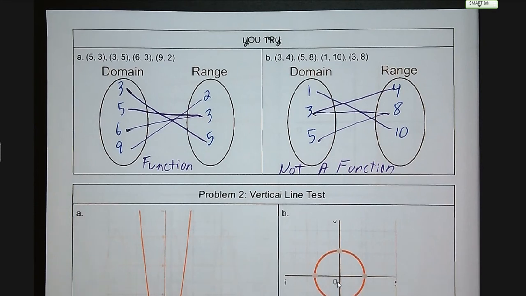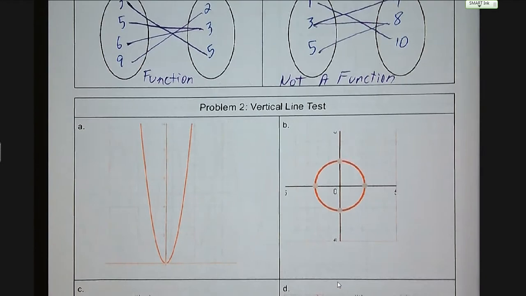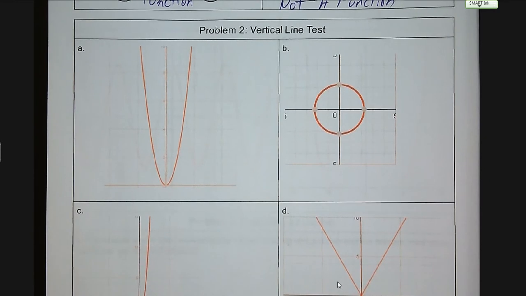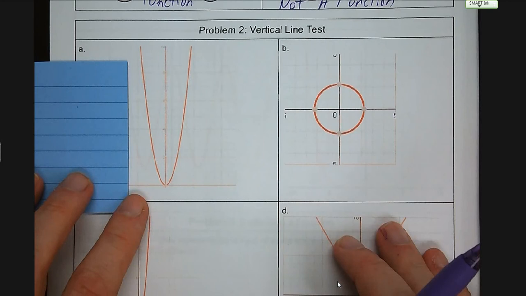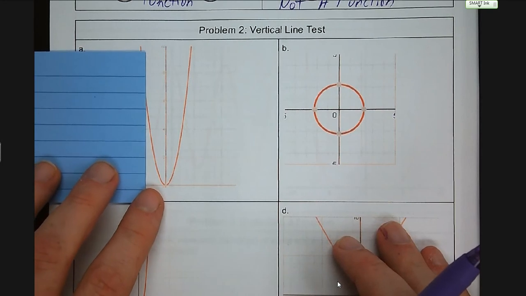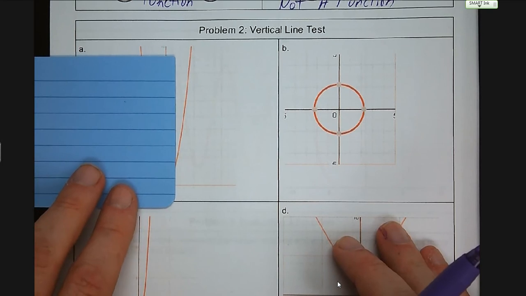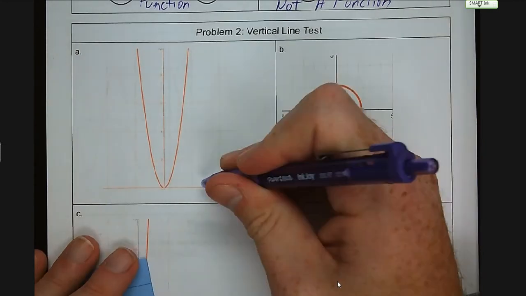So for problem number 2, we're going to address the vertical line test. And if we remember from our definitions, the vertical line test is we put a vertical line on our graph, and if it touches more than one point, it is not a function. So I'm going to use the edge of this pad of Post-it notes as my vertical line. And as you can see, when I push this line across the graph, it is only going to touch one point on that graph at any one given point in time. So this is a function.